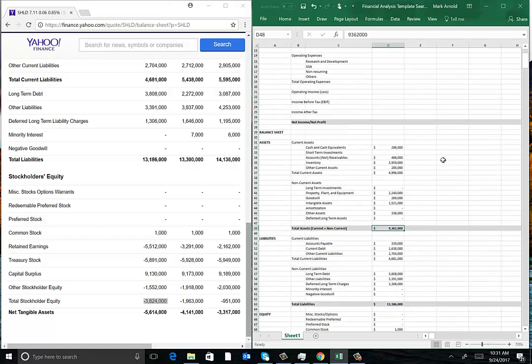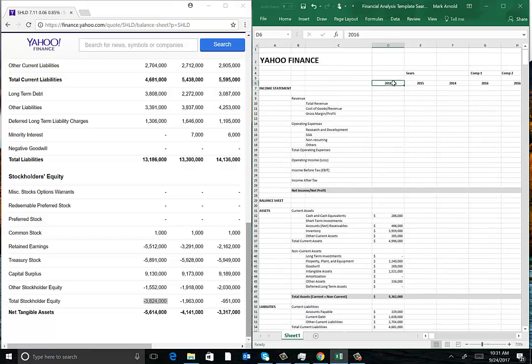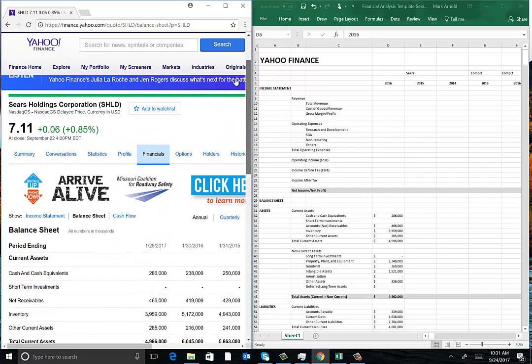Okay. So I've already entered the data for Sears for 2016 in the balance sheet, and let's go ahead and go to the income statement. Okay, and we're right here.